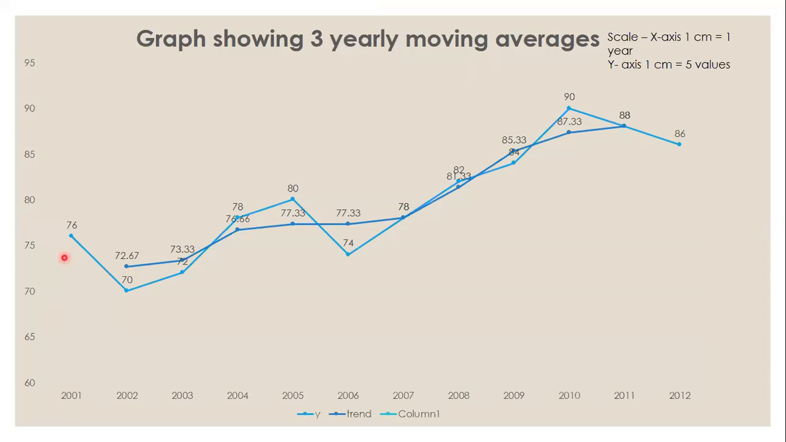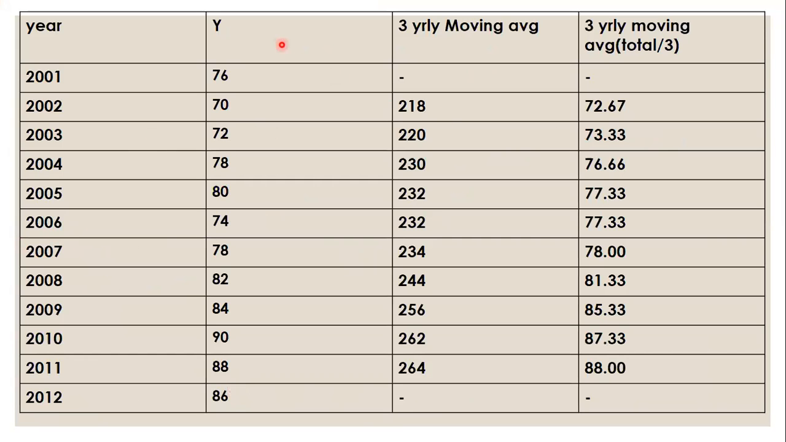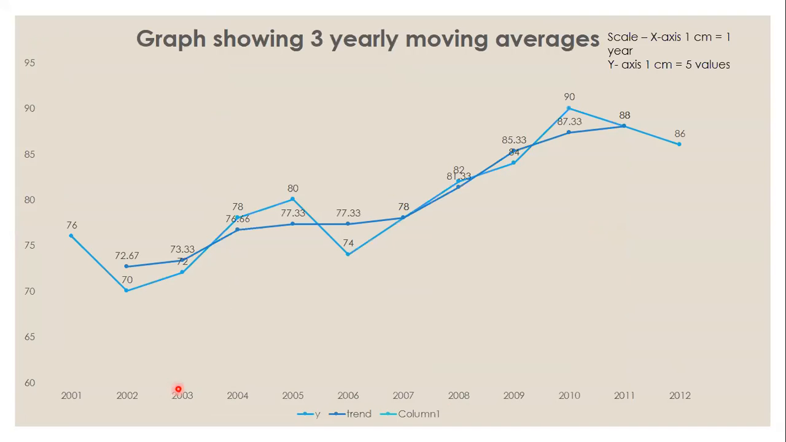Okay, so for 2001, there is no trend value. We don't mark. For 2002, there is a trend value, 72.67. So the expected was 70, and the actual is 72.67. Next, for 2003, we again have 72 as Y and 73.33. Now only consider year and 3 yearly moving average, the first column and the last column. Now how to mark 73.3? You can mark it at 73 and a very little above. That's again an assumption that 0.3 will be a little above. Don't go to 74, 0.3 will be just a minute difference.